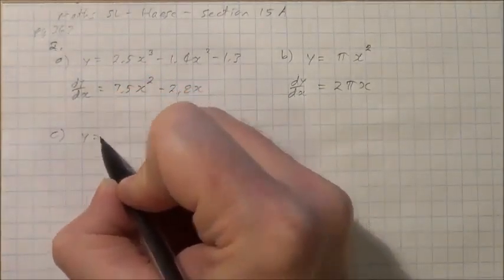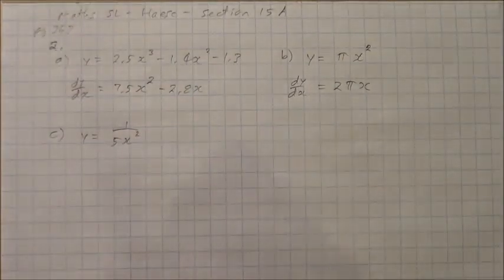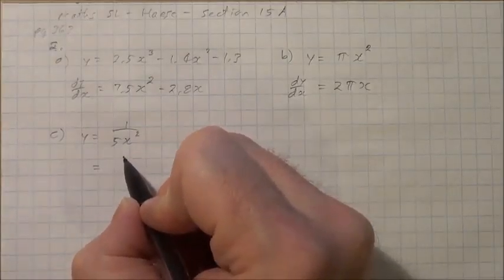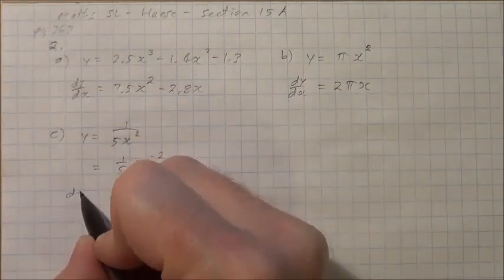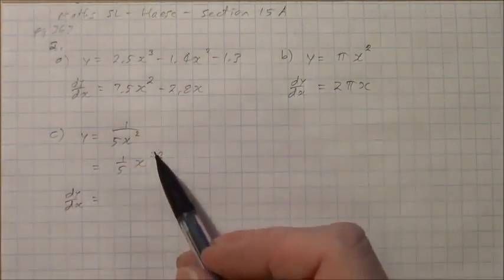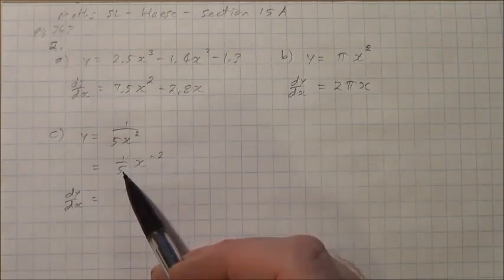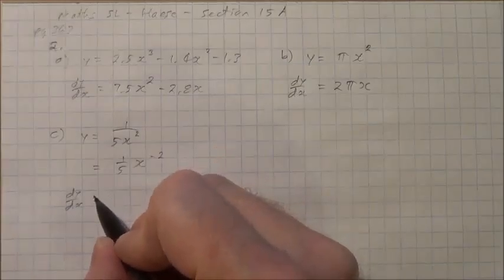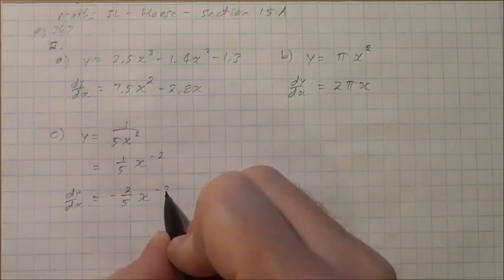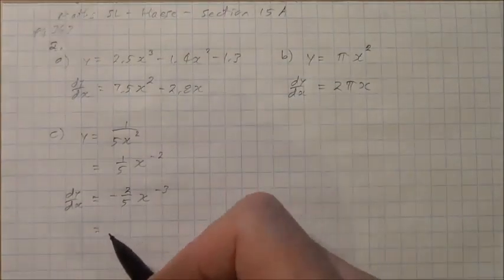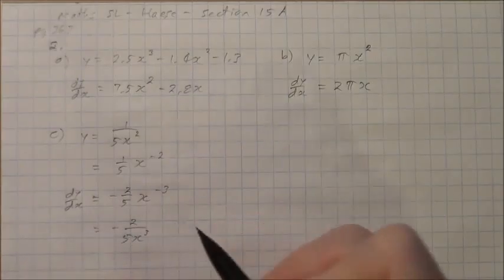Part C, y equals 1 over 5x squared. I'll rewrite that to be 1 over 5 times x to the negative 2. And dy by dx, now we'll just do the same thing. I'll take this exponent, bring it down in front, and multiply by the coefficient, and subtract 1 from the exponent, so that becomes negative 2 over 5x to the negative 3, which then can be written as negative 2 over 5x cubed.